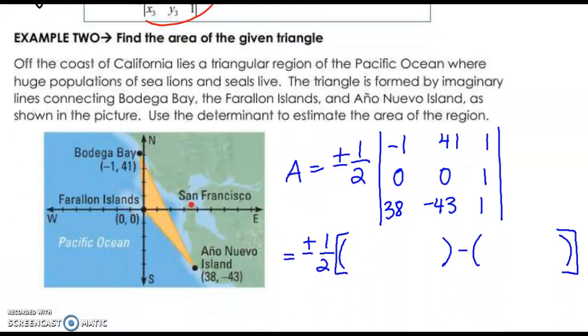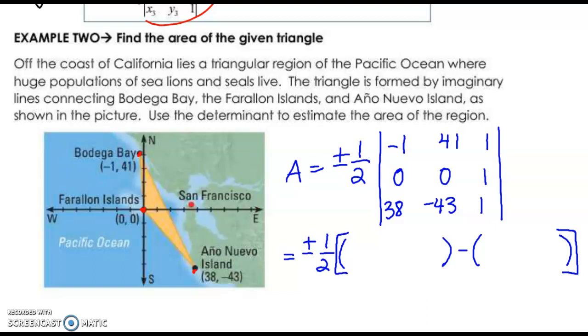It says, off the coast of California lies a triangular region of the Pacific Ocean where huge populations of sea lions and seals live. The triangle is formed by imaginary lines connecting Bodega Bay, the Farallon Islands and Año Nuevo Island, as shown in the picture. Okay, so here, 1, 2, 3. Use the determinant to estimate the area of the region. So we have to find the area of this triangle.